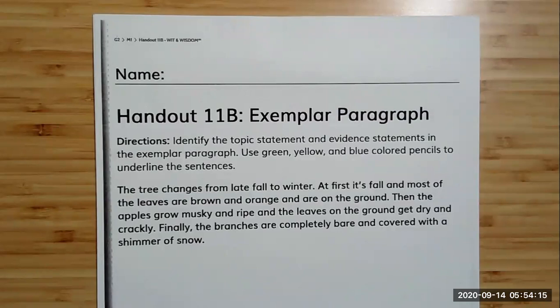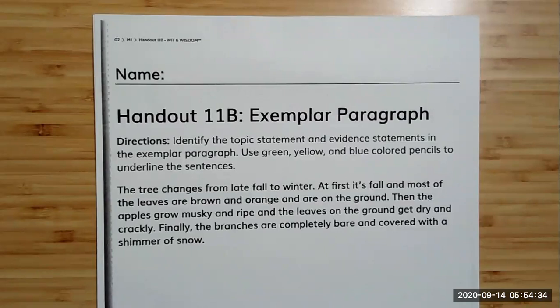What is this paragraph about? The paragraph is about how the tree and the little yellow leaf changes from fall to winter. Each sentence in a paragraph is important because it helps the reader understand the main topic.